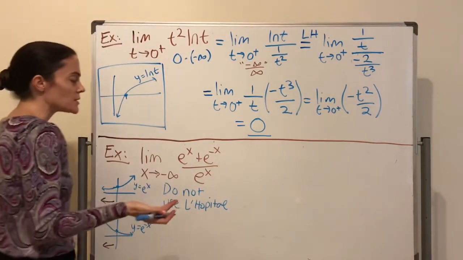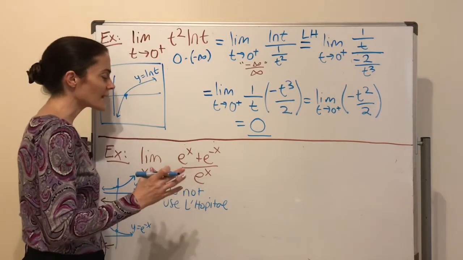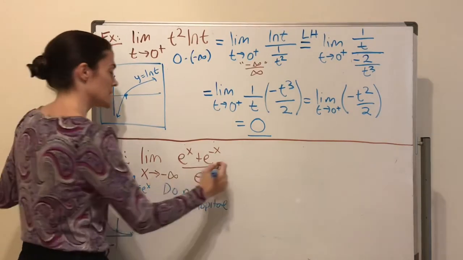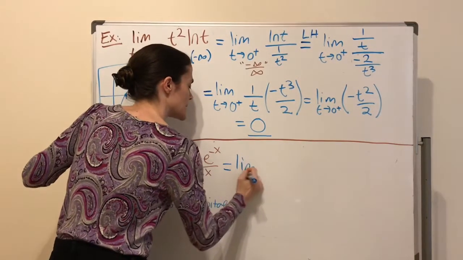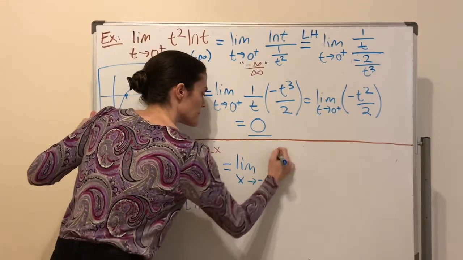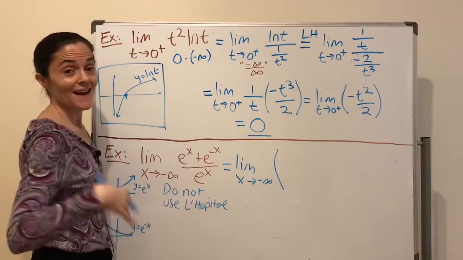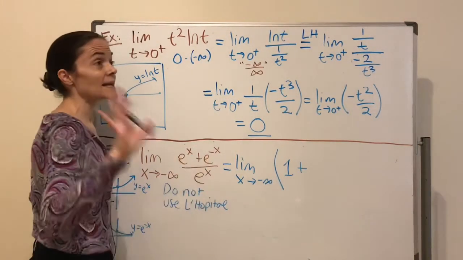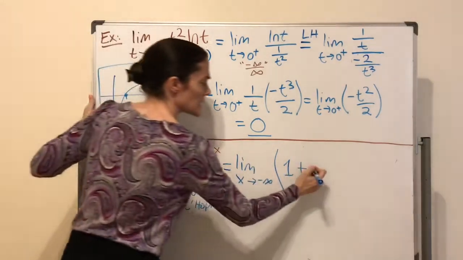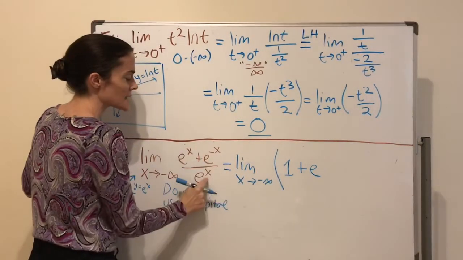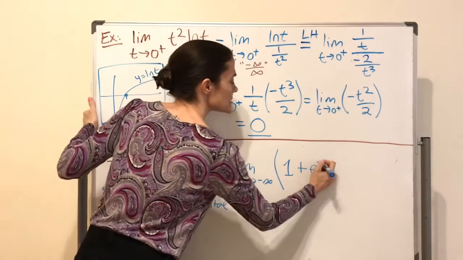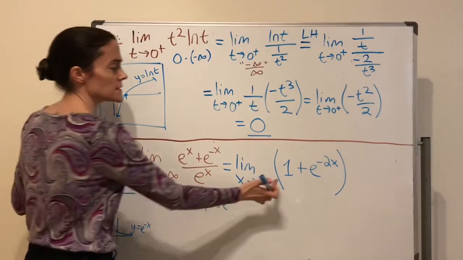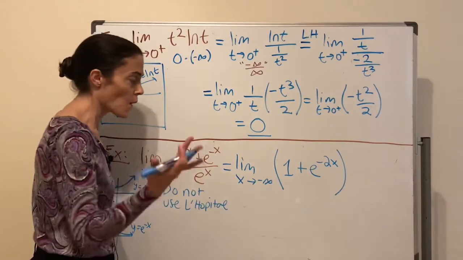What I would probably do, or what could help you if you have a hard time thinking about this one as I was just discussing it, is break this into a sum and see it a little bit easier. e^x over e^x is 1. And then e^(-x) over e^x would be e^(-x), which is e^(-2x). And now this is a little bit easier to think about. This is just a fixed number, 1. There's no x in it.